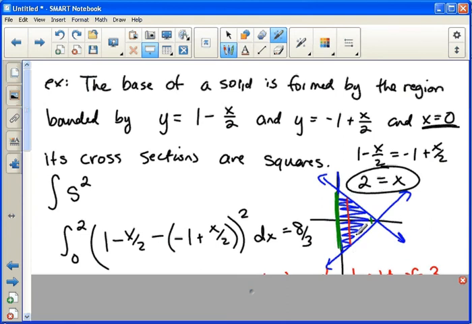So the length of that side is just the distance from the top equation to the bottom equation. So I do the top equation minus the bottom equation. That's my side squared. And if you plug that in, you get 8/3.